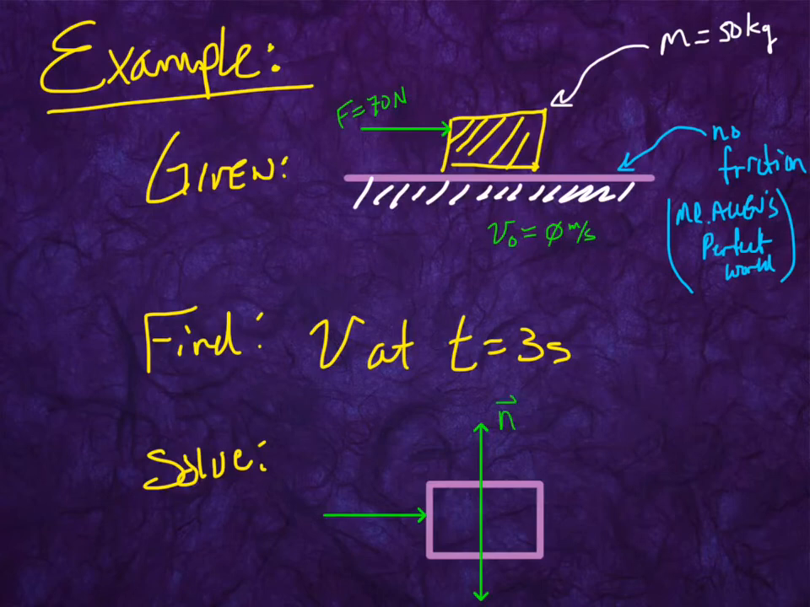Okay, so that's our normal pushing up. Okay, this is our applied force. And then down we have our force of gravity. Now the force of gravity is going to equal mg. Okay, we're going to choose our axes. Our axes are going to be positive y is up. So we're choosing our y-axis. Up is our positive y-axis, and to the right is our positive x-axis.